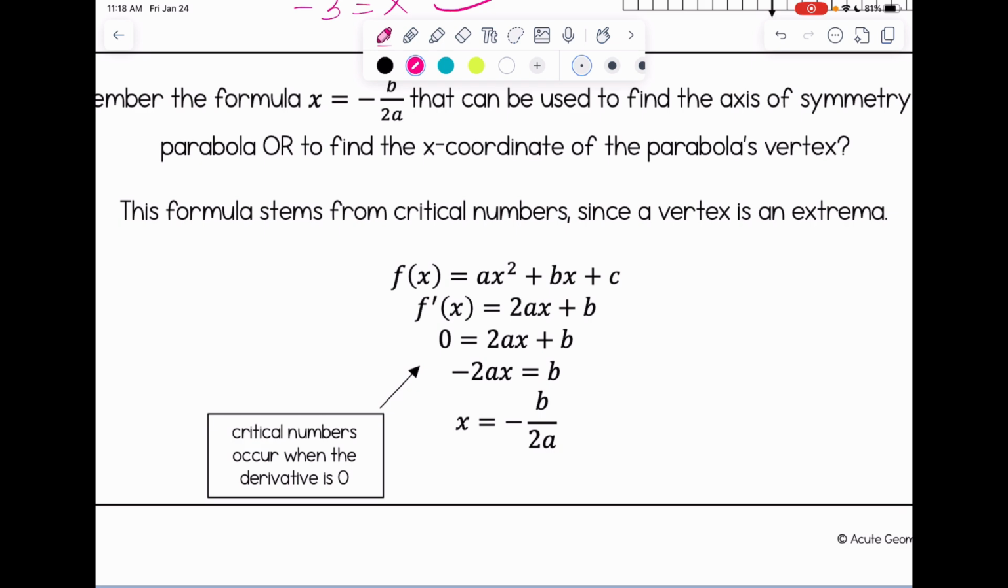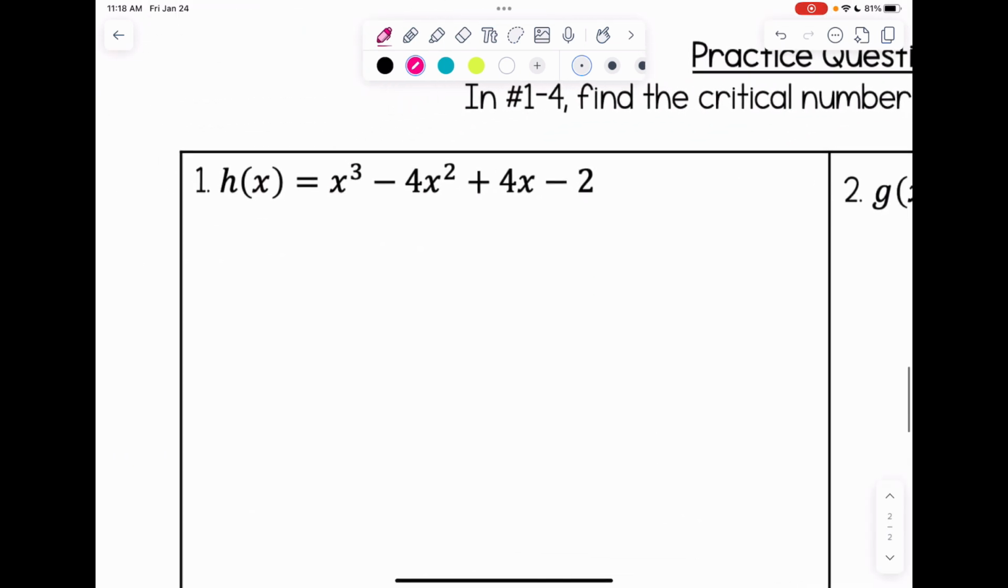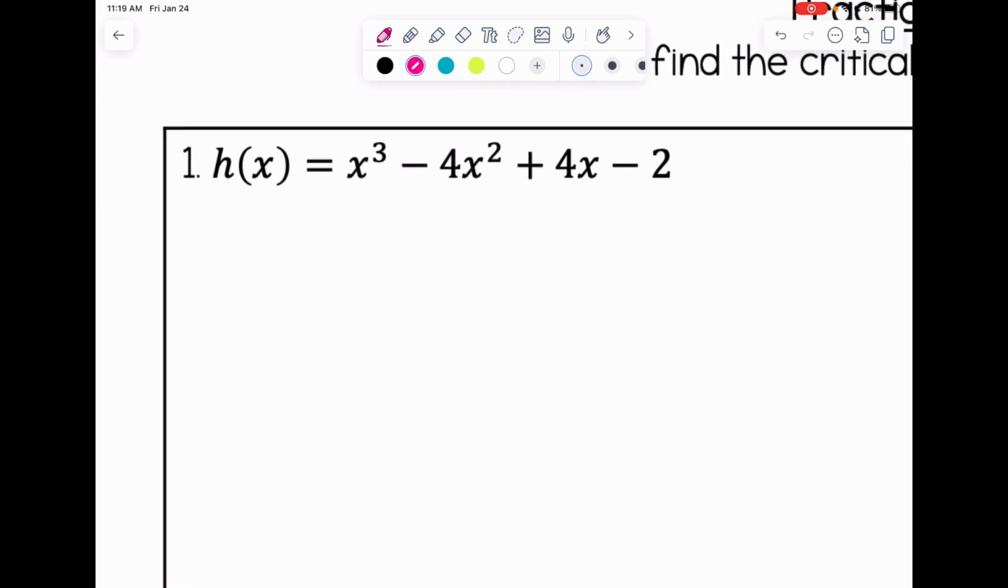All right, let's look at some problems where we are going to be finding the critical numbers. So we're going to look at a whole bunch of different functions here. Let's start with number 1. We have a cubic function. To find the critical numbers, we're going to start by taking the derivative using power rule. And then we are going to solve by setting it equal to 0.